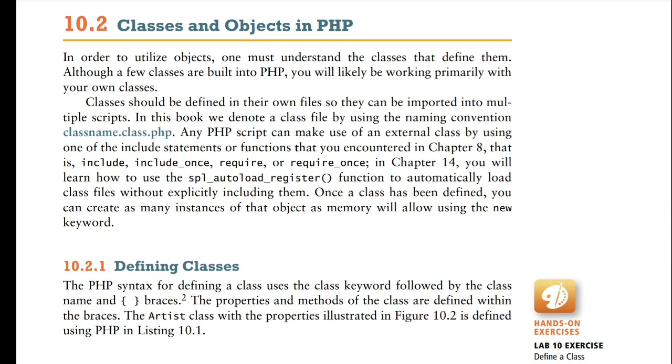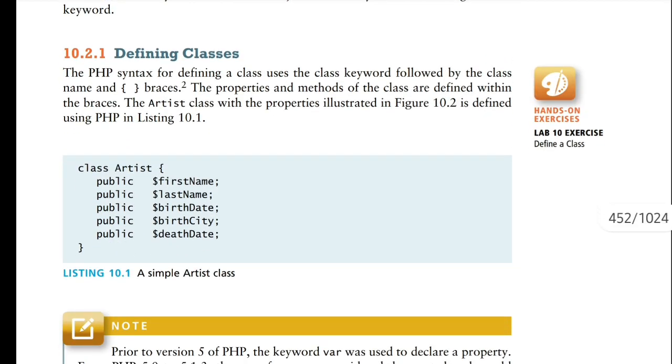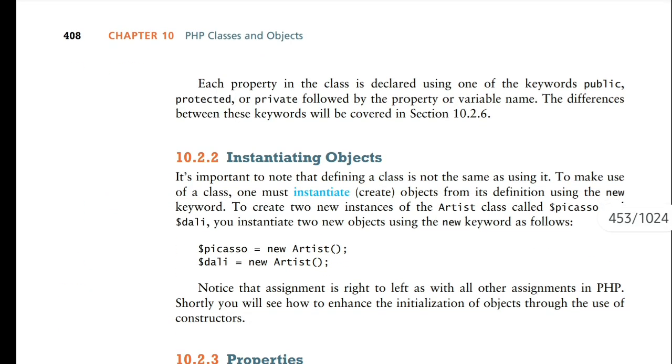So let's come to classes and objects in PHP. To define a class, you will just write class and Artist, the class name here, and whatever data members you want, and the visibility mode as well. Then close it with a brace. That's how you define a class.